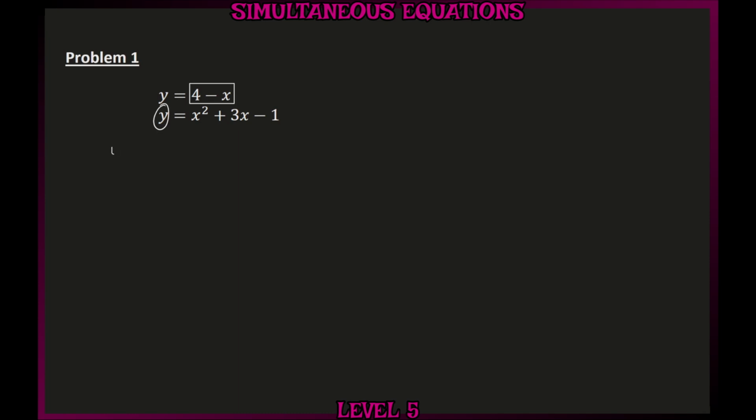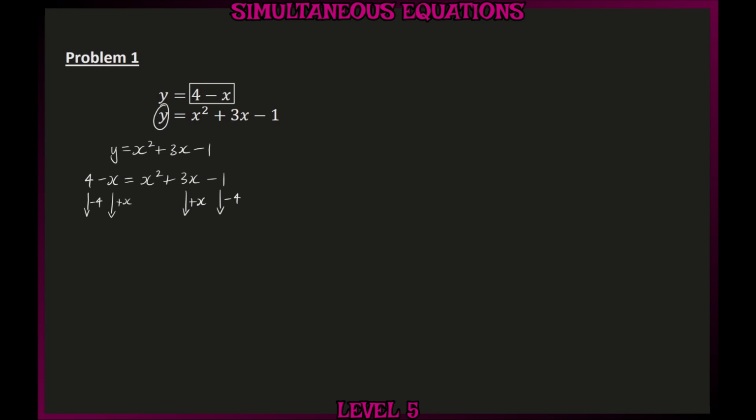So what this means is that the second equation y equals x squared plus 3x minus 1 becomes 4 minus x, because we've substituted the y for 4 minus x, is equal to x squared plus 3x minus 1. Now we've got a quadratic that's in terms of x, and so we want to make one side equal to 0. The easiest way to do this is to look at the left and remove this 4 by subtracting 4 from the left, and we need to make sure that we do the same on the right, and then removing the minus x by adding x to the left and doing exactly the same on the right.